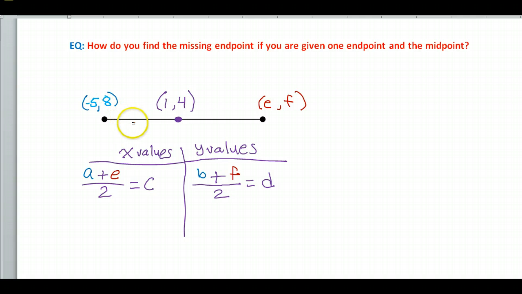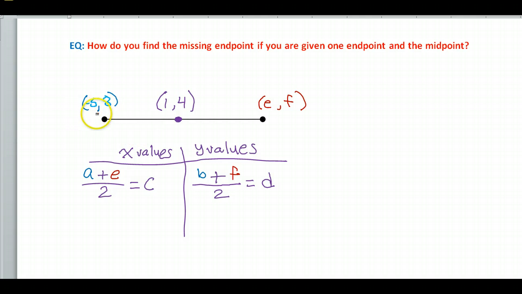Alright, negative 5 comma 8 is the first endpoint. So we're given an endpoint and the midpoint, and our goal is to find the other endpoint. Okay, so I want you to set up the same two equations that we set up before when it was all variables. Remember, when we are trying to find the midpoint, we take the average of the two endpoints.